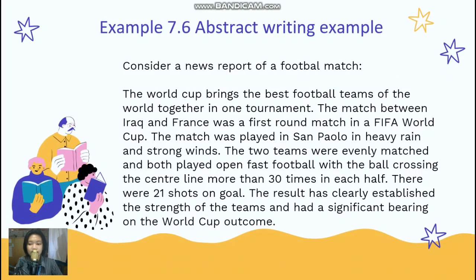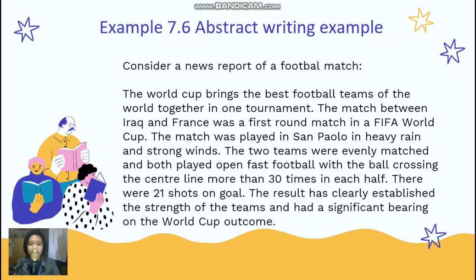We have an example abstract here. Consider a news report of a football match. The World Cup brings the best football teams of the world together in one tournament. The match between Iraq and France was a first round match in a FIFA World Cup. The match was played in Sao Paulo in heavy rain and strong winds. The two teams were evenly matched and both played open, fast football with the ball crossing the central line more than 30 times in each half. There were 21 shots on goal. The result has clearly established the strength of the teams and a significant bearing on the World Cup outcome.